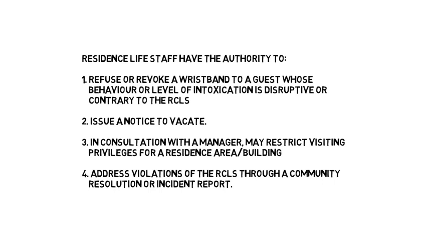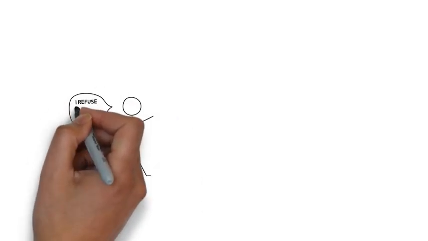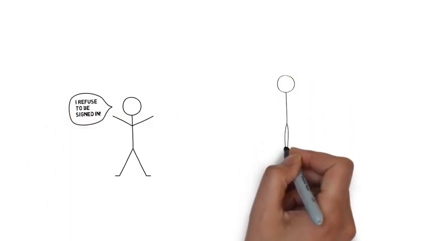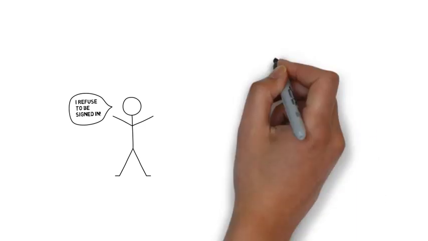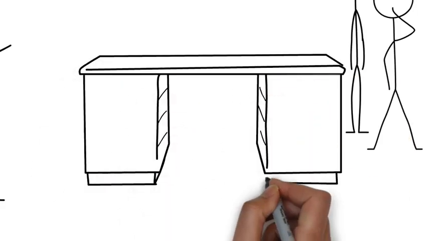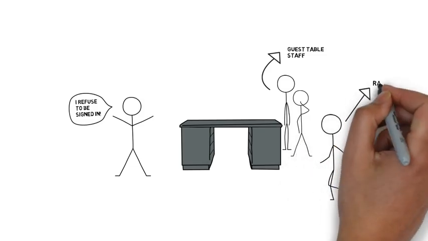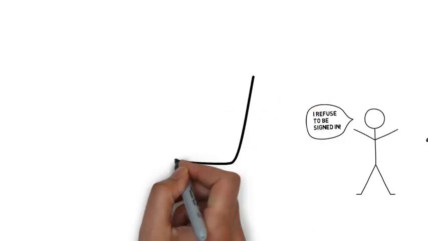In consultation with your manager, you may restrict visiting privileges for a residence area or building. Address violations of the residence community living standards through a community resolution or incident report. You may be contacted by desk or guest table staff if a guest is overly intoxicated, unruly, uncooperative, or disrespectful towards individuals. Residence life staff are expected to work as a team with guest and desk table staff to ensure the guest policy is being followed by all residents.